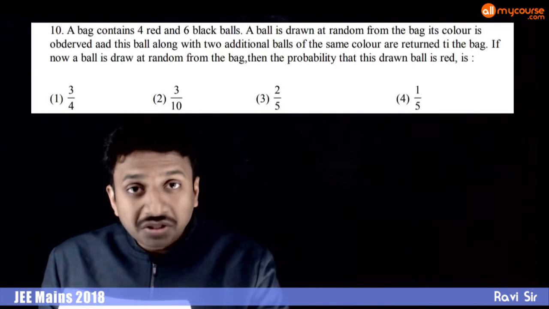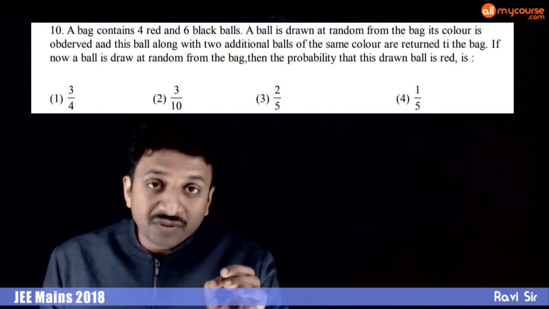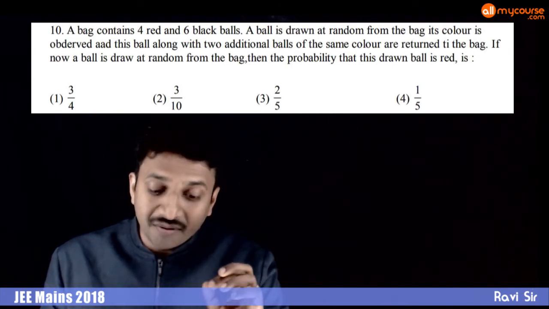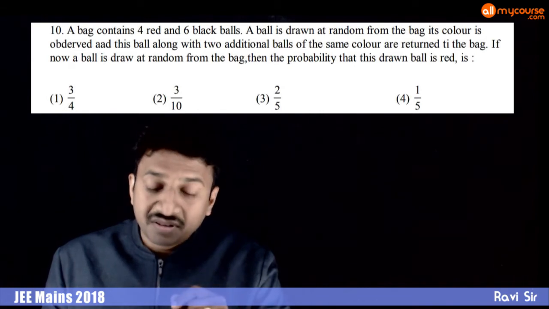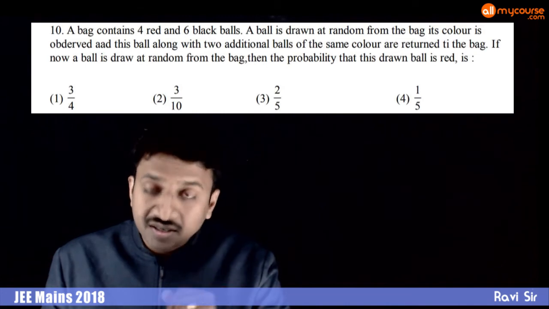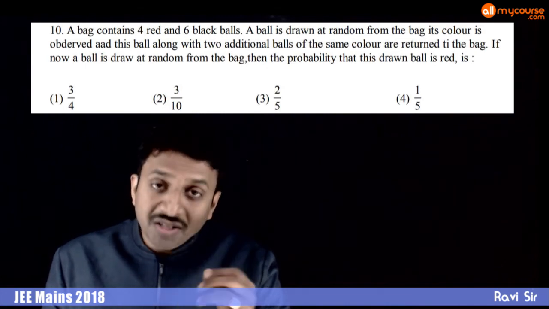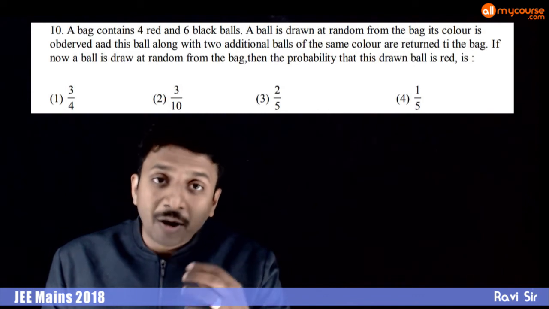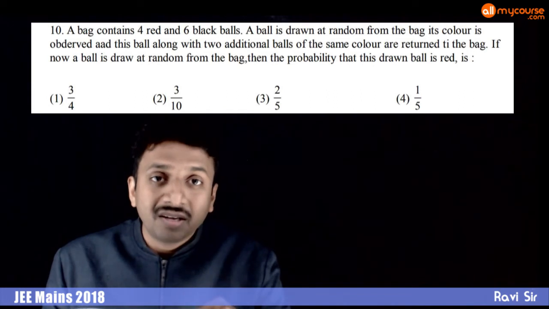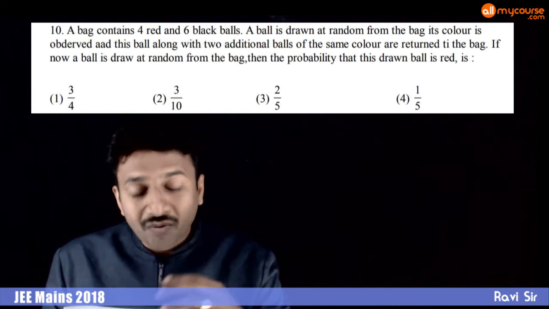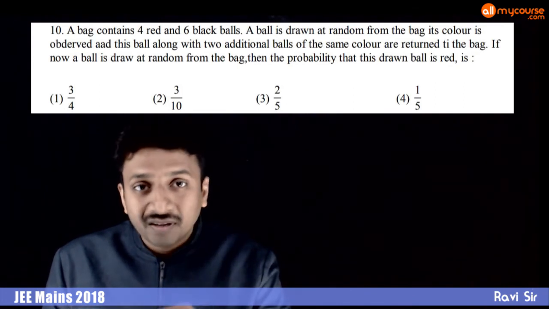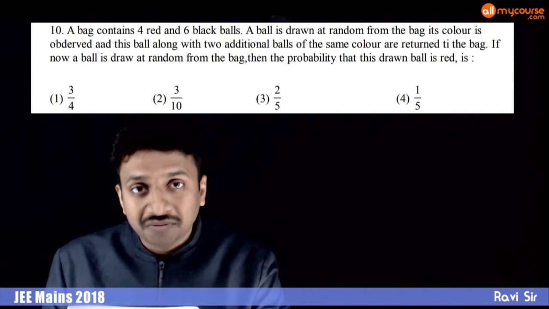So let us go to the 10th question. A bag contains 4 red and 6 black balls. A ball is drawn at random from the bag, its color is observed, and this ball along with 2 additional balls of the same color are returned to the bag. If now a ball is drawn at random from this bag, what is the probability that the drawn ball is red? It's a very straightforward question based on total probability. Once you calculate the total probability that the ball is red, we get 2/5 as the answer.